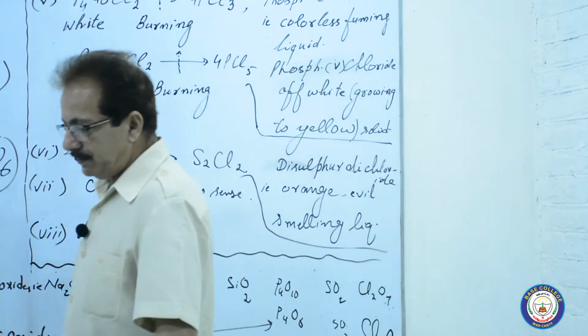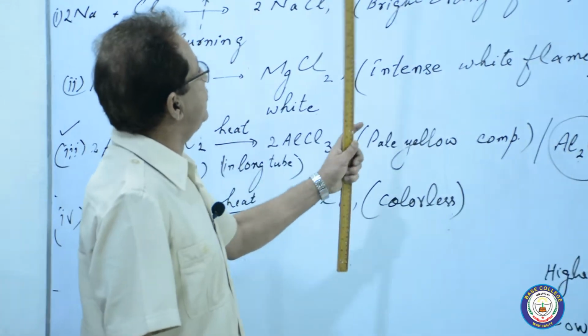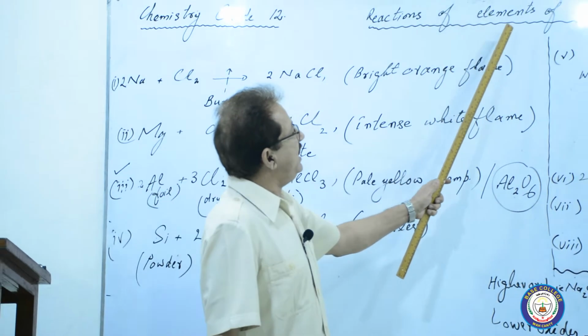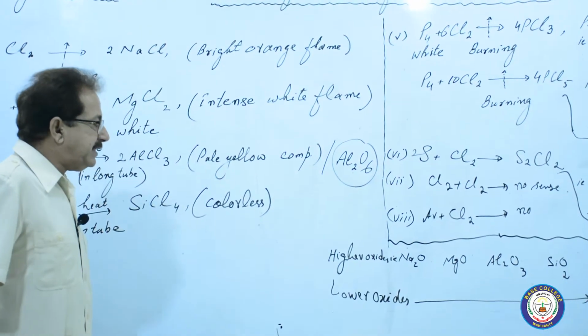Now next question, a little bit more important. These were all the reactions of the elements of period 3 with chlorine. Now another reasoning question.